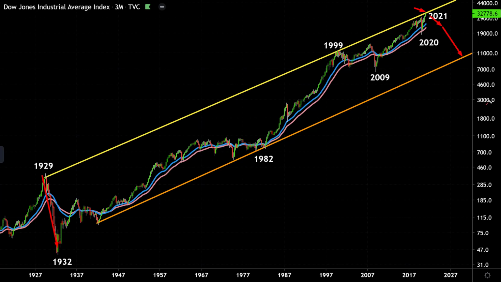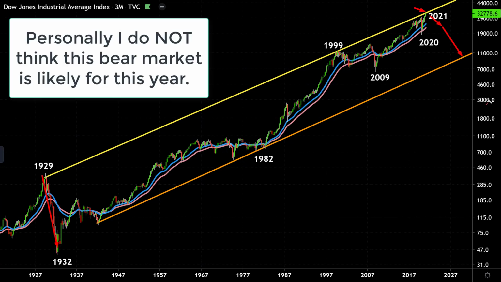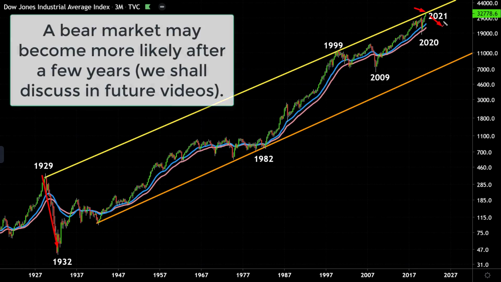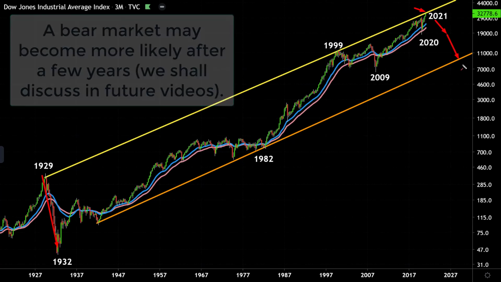Now, let me say this, guys. I personally disagree. I don't think that's likely. So I disagree with these chartists out there who are predicting this kind of catastrophic crash, that we're going to experience a crash like this year.